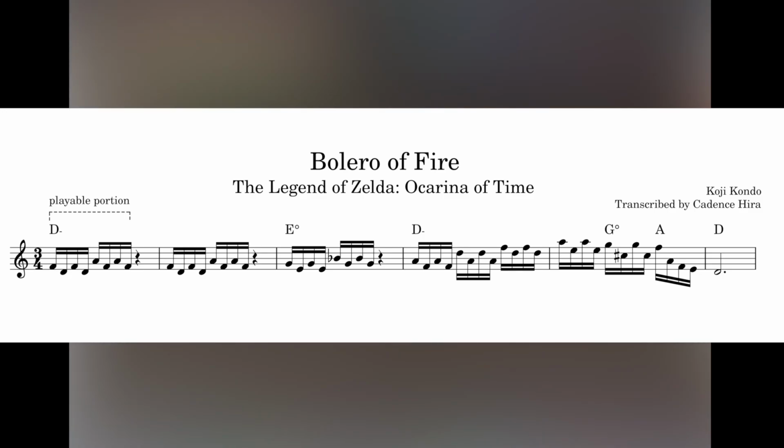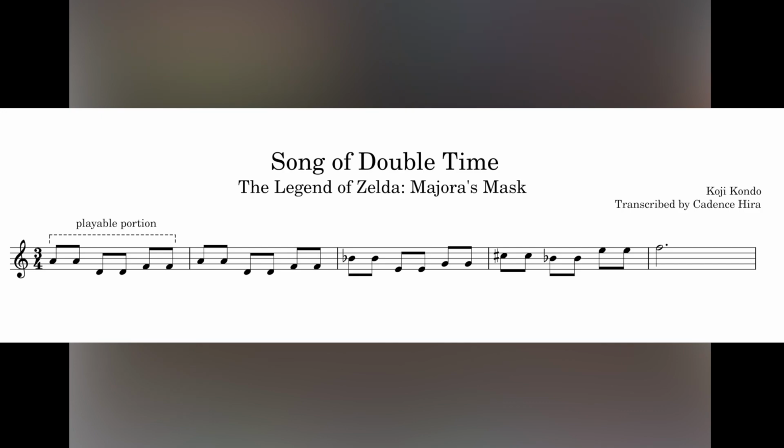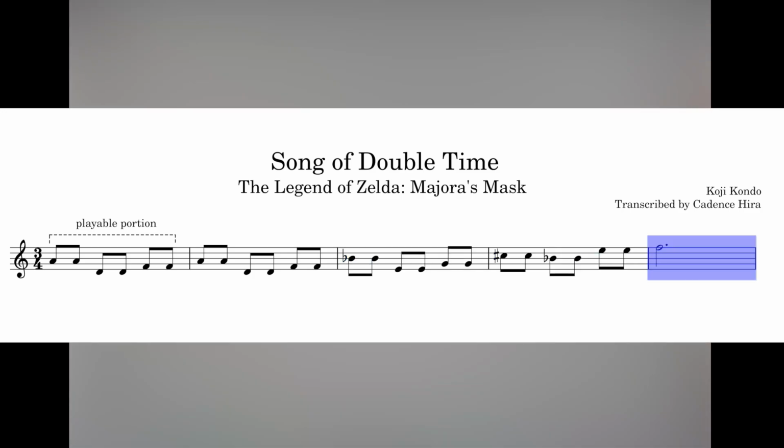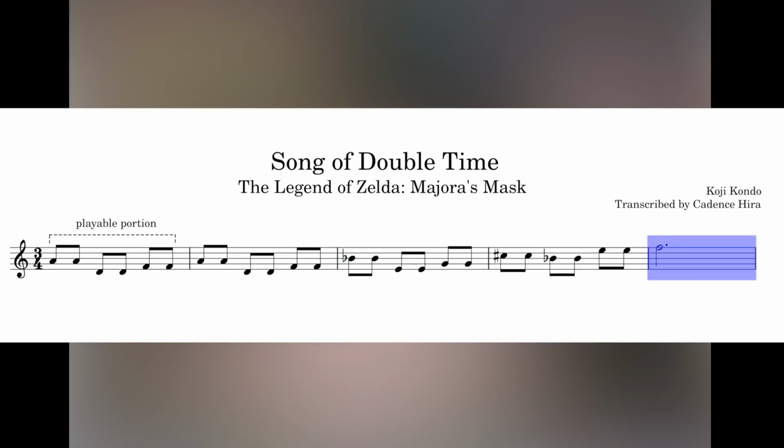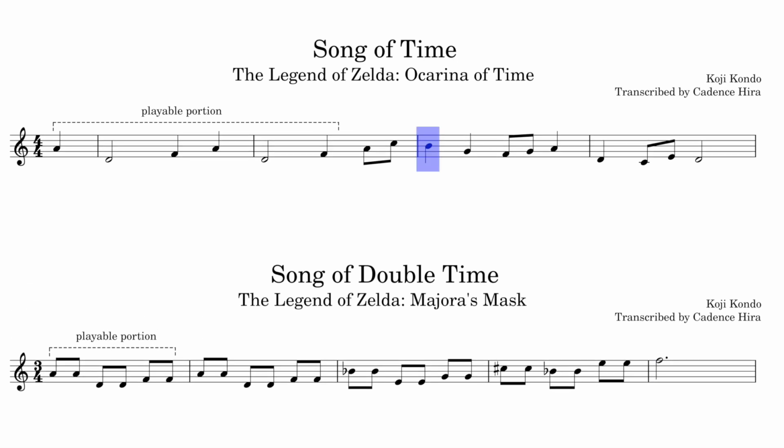Another underrated example is the Song of Double Time from Majora's Mask, which in the playable portion is just the Song of Time, but each note is doubled. But whereas the Song of Time in the non-playable part hits the Dorian natural 6, the Song of Double Time gives us the flat 6 and raised 7th of harmonic minor.